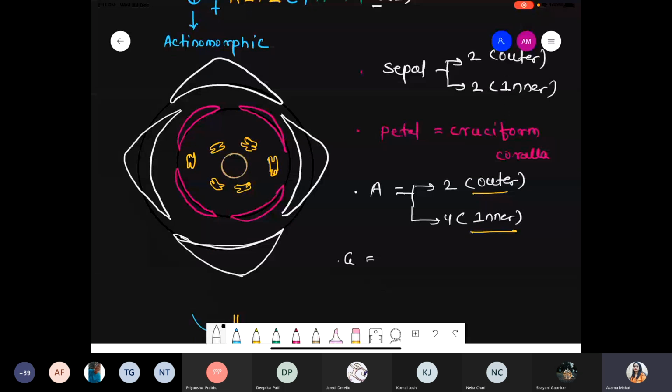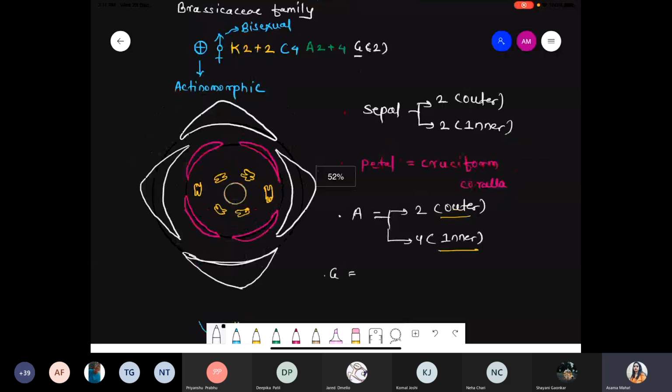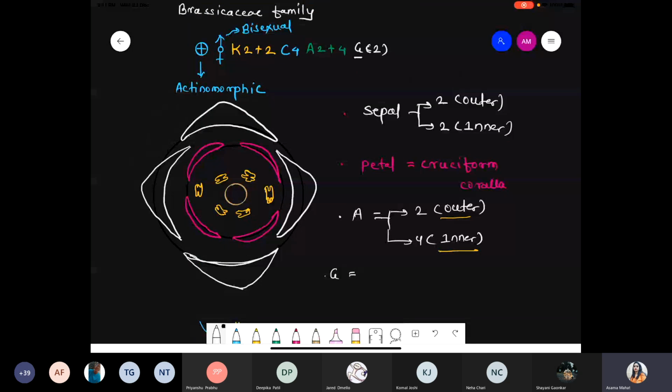So whenever we are talking about the Brassicaceae family, number 1, in the formula we clearly mention G with a bar present below the G. It means that the ovary is basically superior. So number 1 point, superior ovary. And you know very well, superior ovary is simply represented by capital G with a bar which is present below. So that is superior.